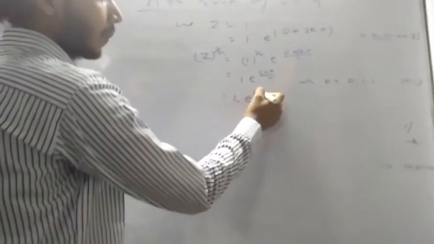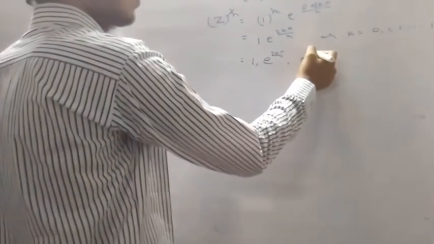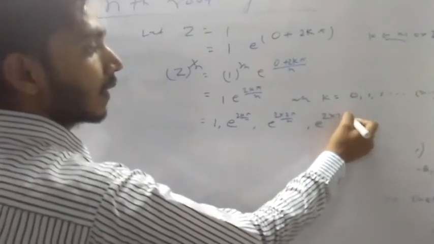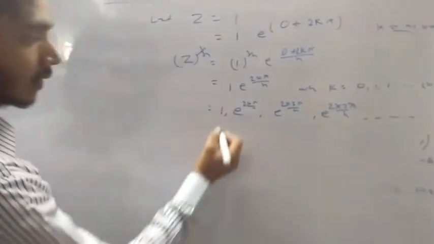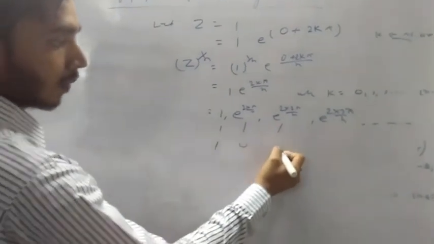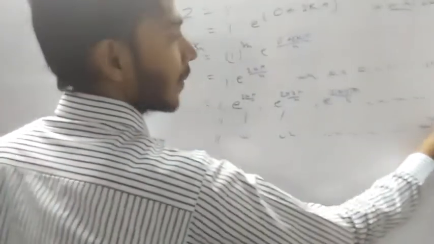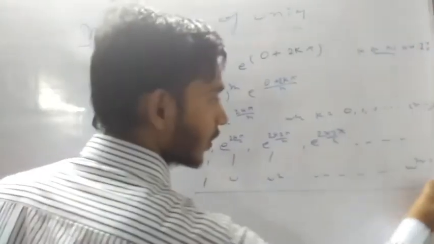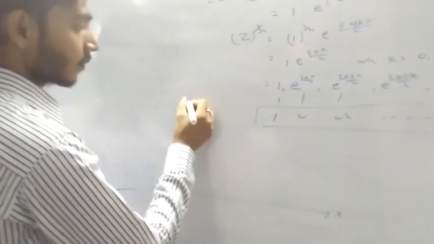You can write this as e to the power 2k pi i by n: for k = 1 it is 1, then e to the power 2 pi i by n, which is equal to omega, then omega square, and so on, up to omega to the power n minus 1. This is called the nth root of unity.